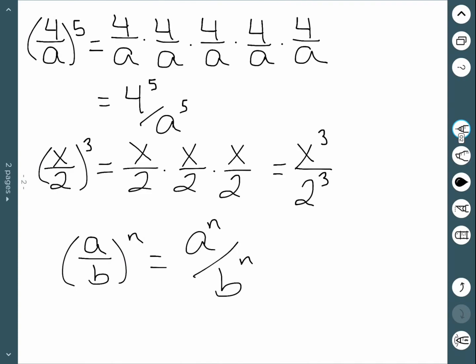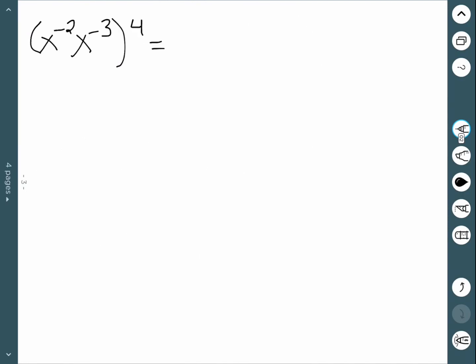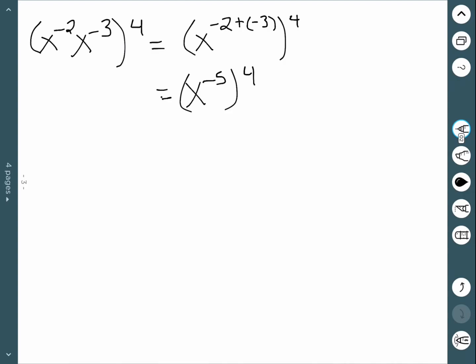Now let's do some examples combining this with all of our other exponential properties. Here I have (x to the negative 2 times x to the negative 3) to the fourth power. We tend to want to work inside of the parentheses first, and the parentheses tells us that we're multiplying, which gave us our additive rule. We add the exponents. We now know that negative 2 plus negative 3 is negative 5. And we know that raising a power to a power means multiply, so now we have negative 5 times 4, which we know is just negative 20.